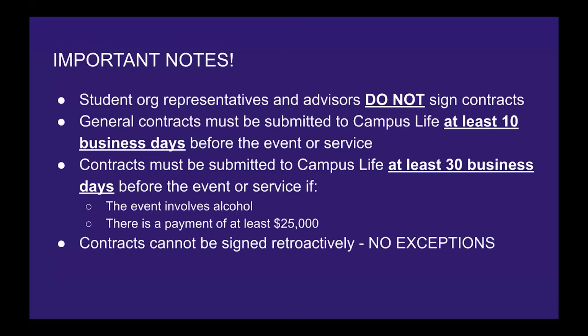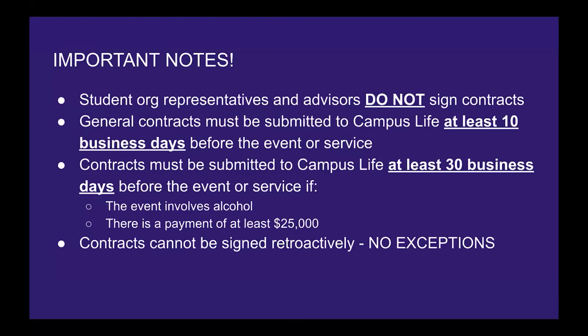Contracts involving alcohol or contracts totaling at least $25,000 must be submitted through the Campus Life contract process at least 30 business days in advance of the services, since these contracts take much longer to review and sign.